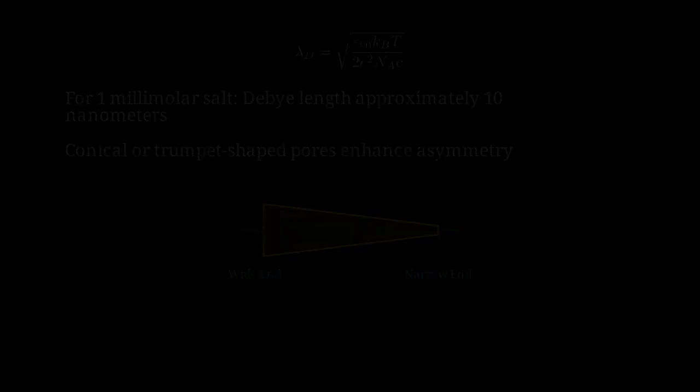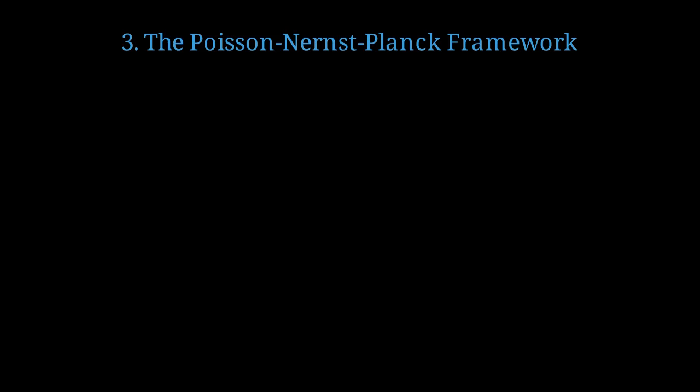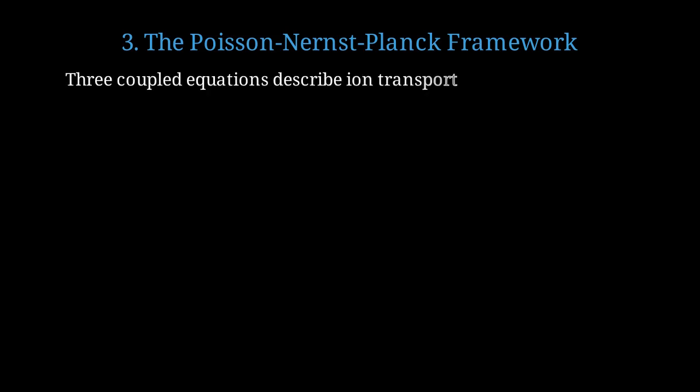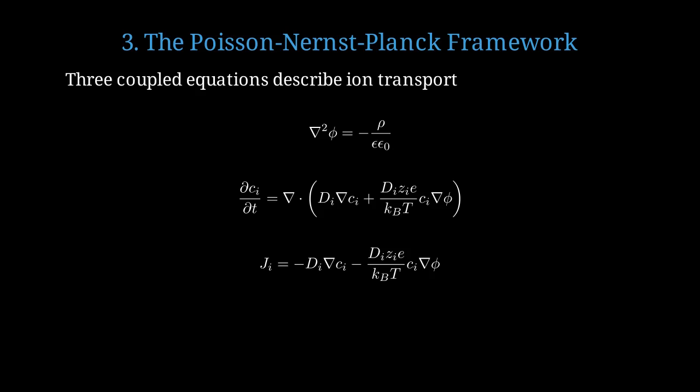effects. The standard theoretical framework for modeling these systems is the Poisson-Nernst-Planck equations. The PNP framework consists of three coupled partial differential equations that describe electrostatics and ion transport. First, the Poisson equation relates electric potential phi to charge density rho through the permittivity. Second, the Nernst-Planck equation describes how ion concentration Ci evolves due to diffusion and electromigration in the electric field. The ionic flux Ji has two contributions: diffusion driven by concentration gradients and drift driven by the electric field.